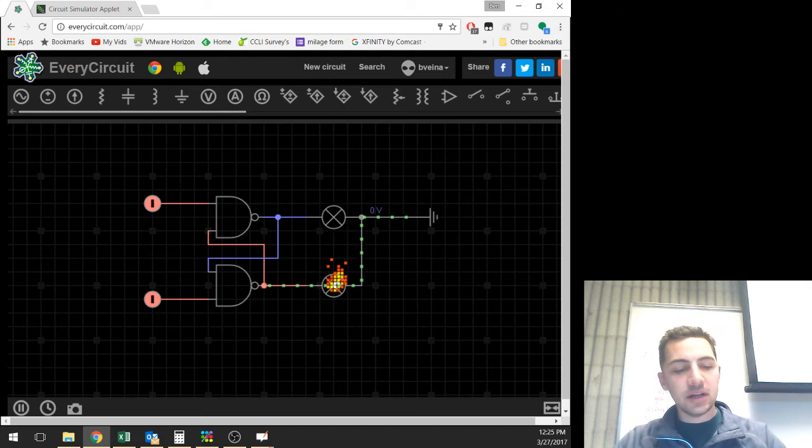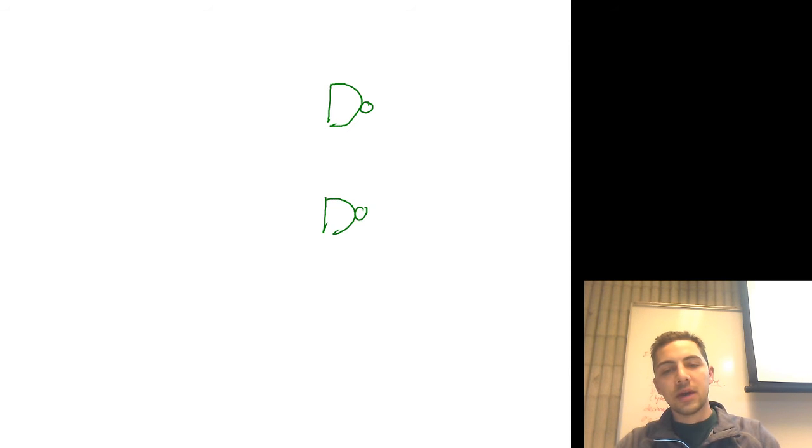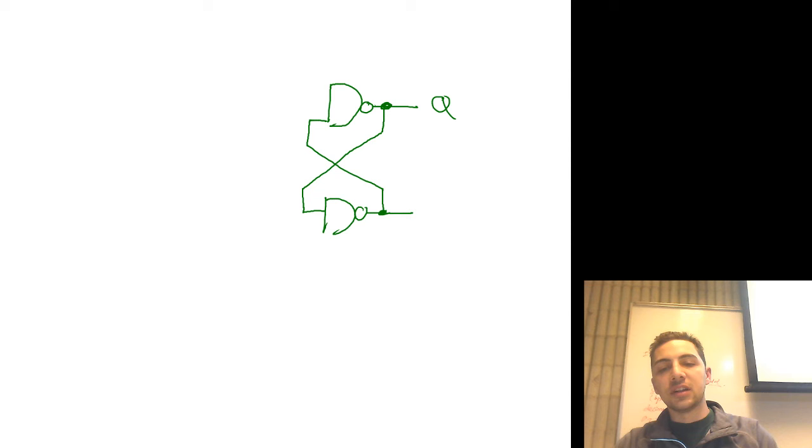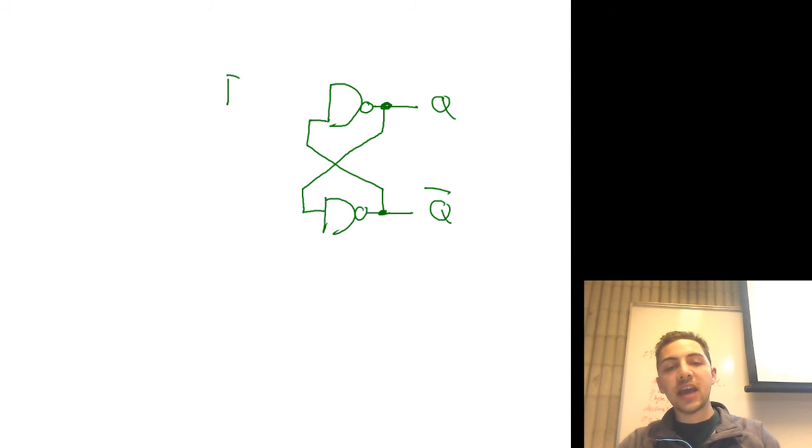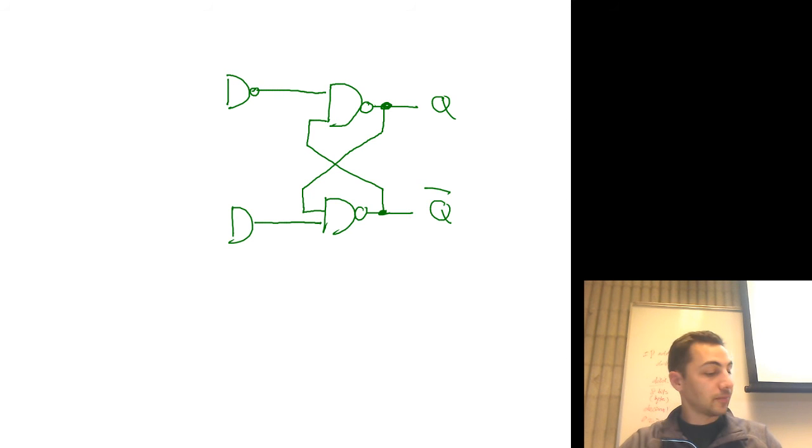So what I'm going to build now is a new version. I'm still going to keep my NAND cross-coupled gates. There they are. And I still have Q, and I still have Q bar. But what I'm going to do now is gate the input. I'm going to protect that input. What I'm going to do is take this gate right here. I'm going to connect it to something called enable.